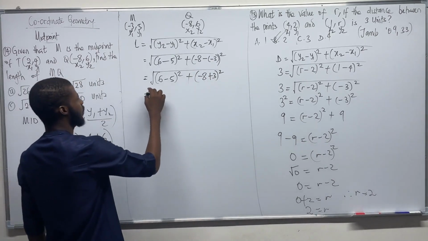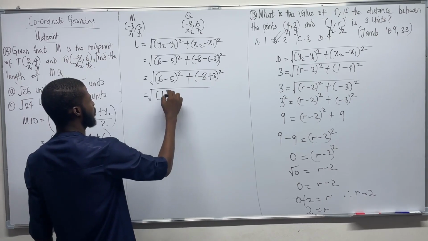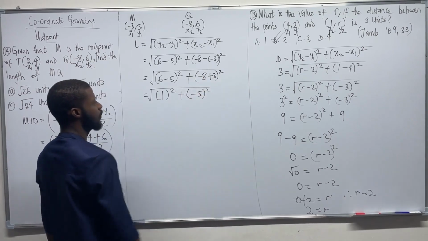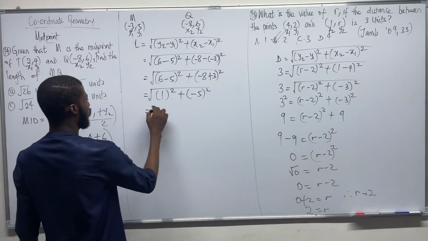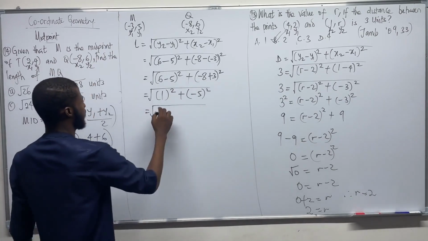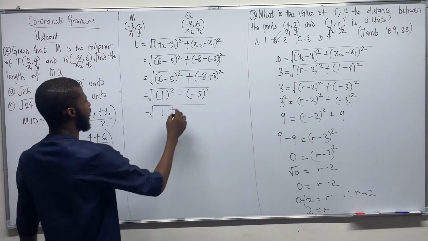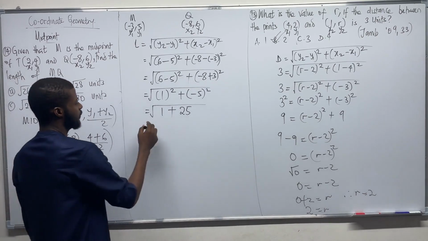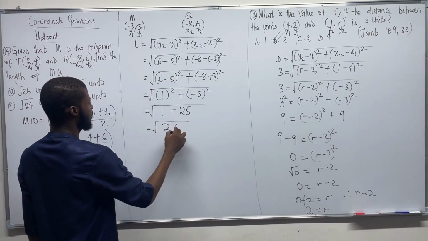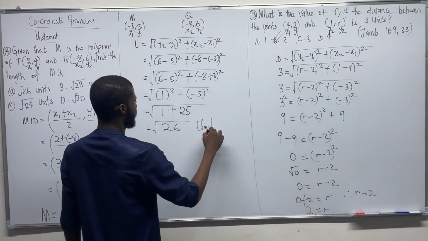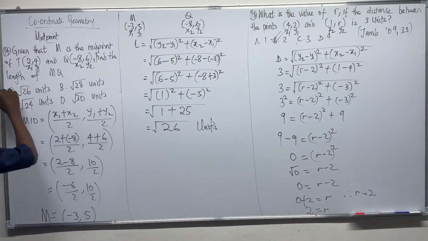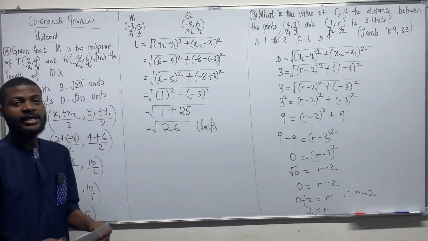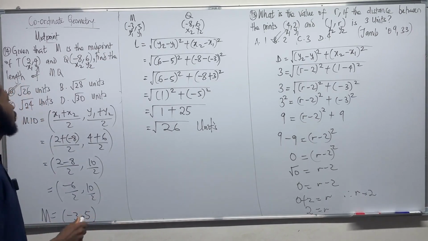Now this becomes the square root of 6 take away 5. That's 1. So this is 1 squared. Minus 8 plus 3 is minus 5 squared. So what would I do next? 1 squared means 1 times 1. So that's basically 1. Minus 5 squared is 25. Remember, if a number has a minus and you square it, it's going to be positive. The minus goes away. 1 plus 25 is 26. So the answer to this question is the square root of 26 units. And there you have it, A. That's the answer to that very problem. So that's how we solve that.